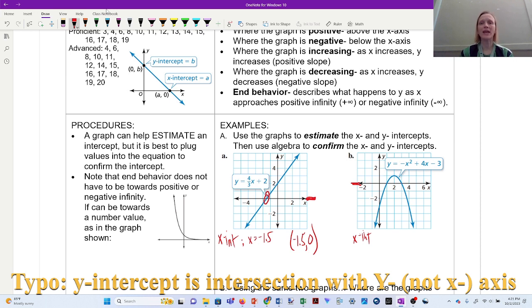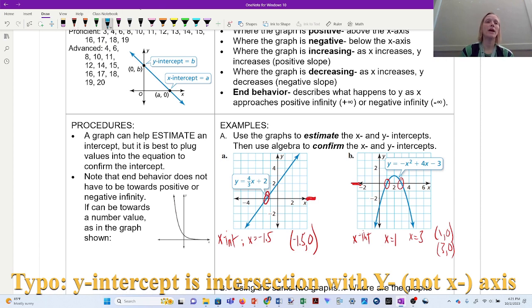There can be more than one x-intercept. So here on this example, we have an intercept at x equals 1, and another intercept here at x equals 3. And so what we're saying here is that there are intercepts at the points (1, 0) and (3, 0).